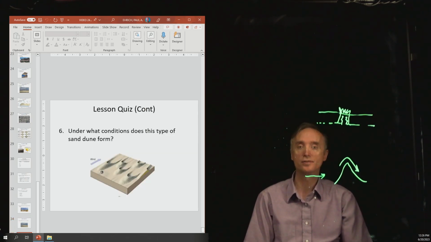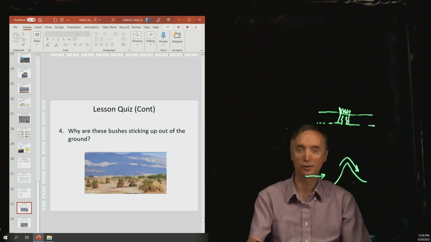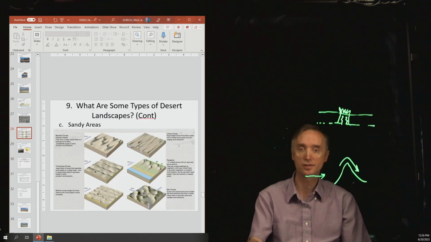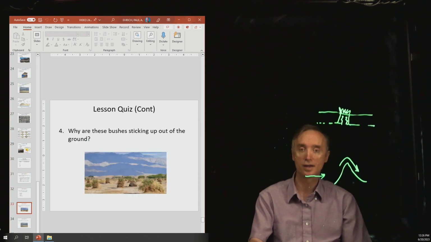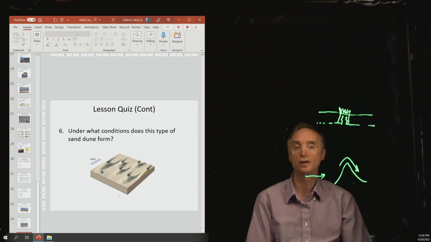Under what conditions does this type of sand dune form? So this one is called a Barchan sand dune. And if you look at the chart back here and you read what it has to say about that particular kind of sand dune, it says that it occurs under conditions of a moderate amount of sand, a continuous direction that the wind is blowing from, and then a hard surface that the wind is blowing across.